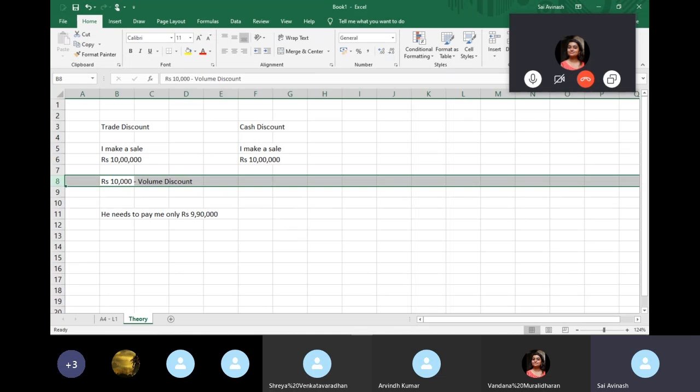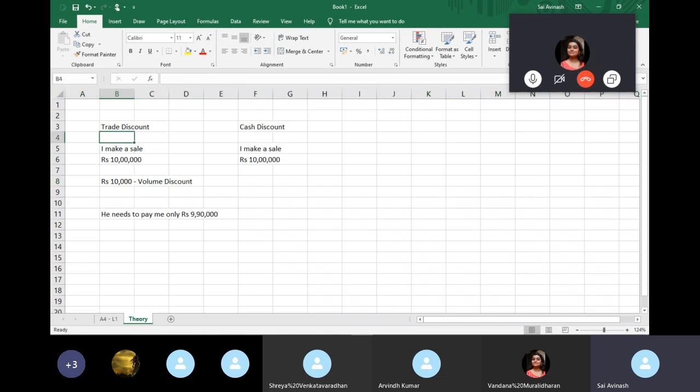The volume discount is basically telling me why I'm giving the discount. I'm giving you a discount because you're giving me a lot of business. When I make a sale of 1 lakh, 2 lakh, you're giving me 10 times worth of sale. So as a gesture of goodwill, I'm giving you a volume discount because you purchased such a huge volume, right? This is called a trade discount.